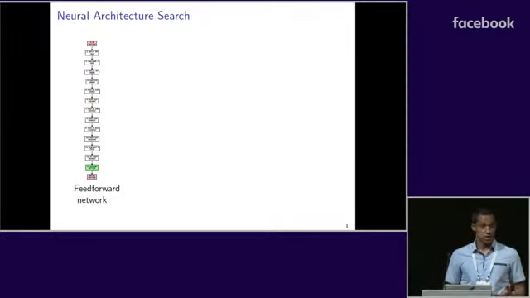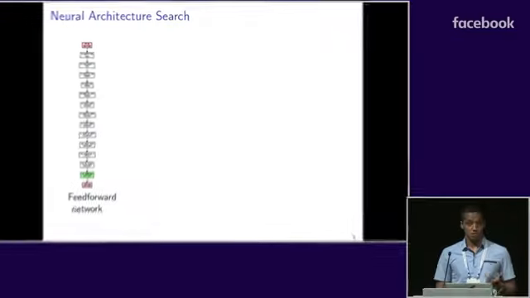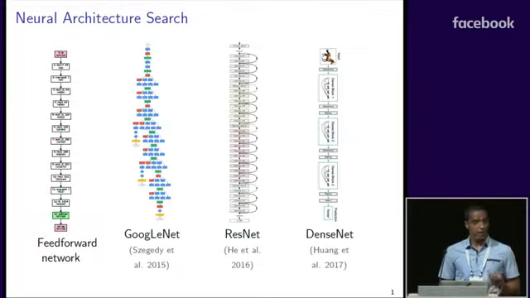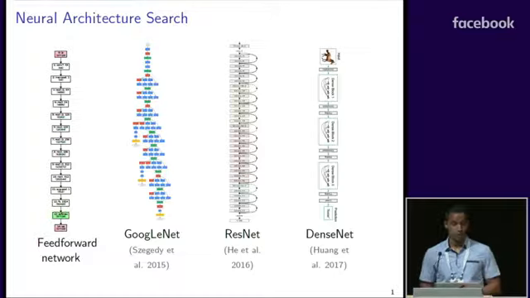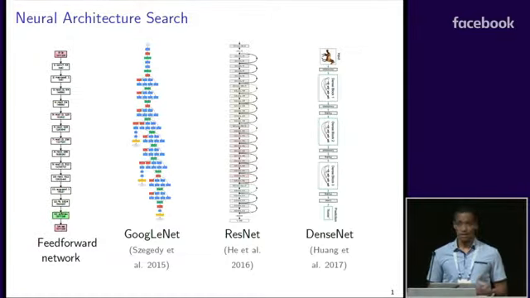Up until a few years ago, when it came to neural networks, we were mostly using feed-forward networks. But in the last few years, there's been a bunch of innovations around neural networks, such as branching, skip connections, and whatnot. And today, we are interested in automatically finding the optimal architecture for a given prediction problem.